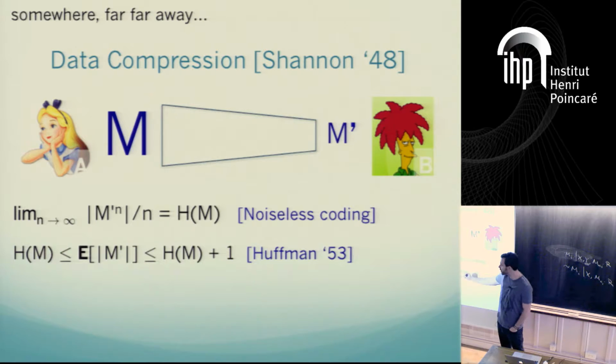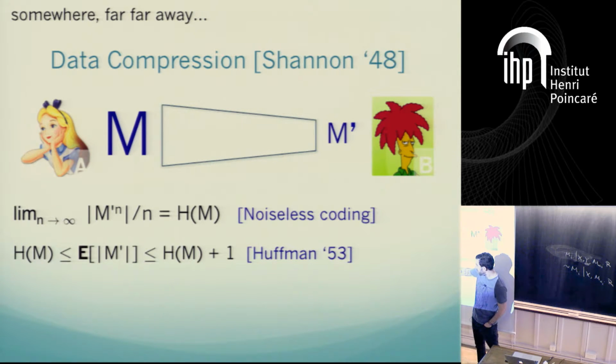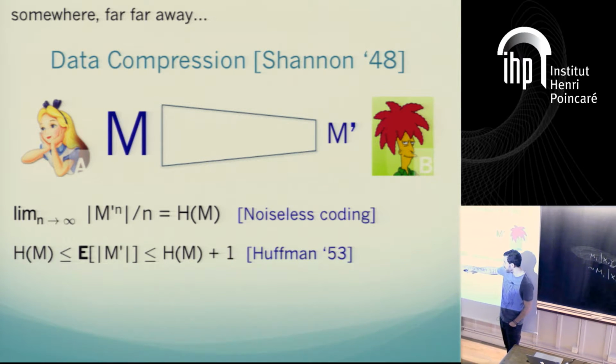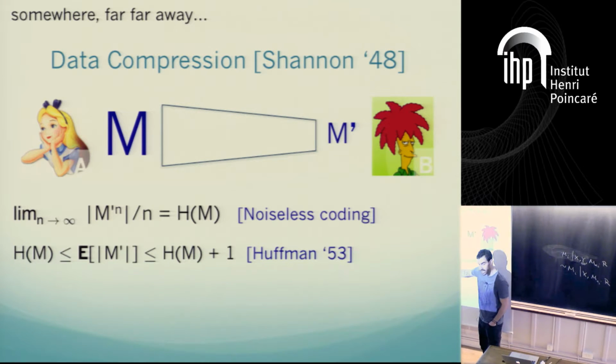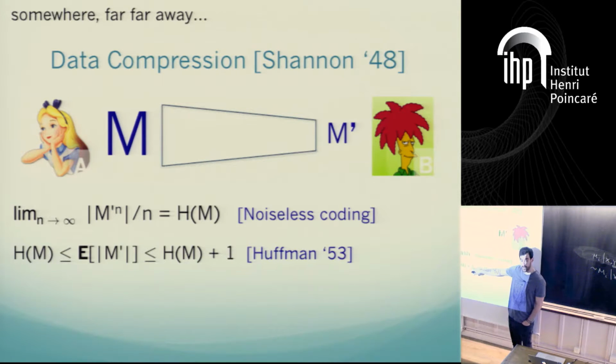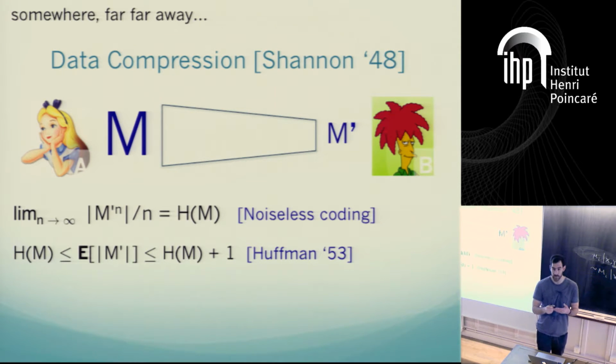What I claim is that in fact a much stronger statement holds for the transmission setup, namely that even in the one-shot setting, so not only asymptotically does this inequality hold, if we don't care about this extra 1 bit, which we will in the future of this talk, then a much stronger statement holds. The communication of M equals, up to 1 bit, the entropy of the message. And we can do this even when we're given a single realization of M.